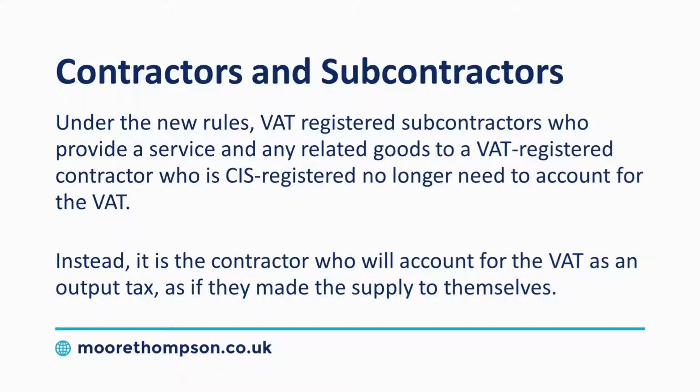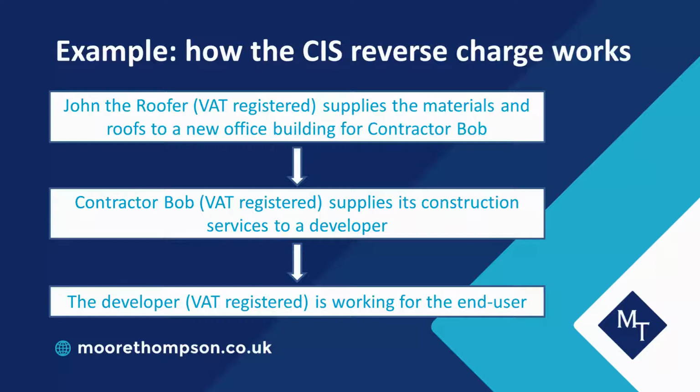How will the system work? Under the new rules, VAT registered subcontractors who provide a service and any related goods to a VAT registered contractor who is CIS registered no longer need to account for the VAT. Instead, it is the contractor who will account for the VAT as an output tax, as if they made the supply to themselves. Let's work through an example.